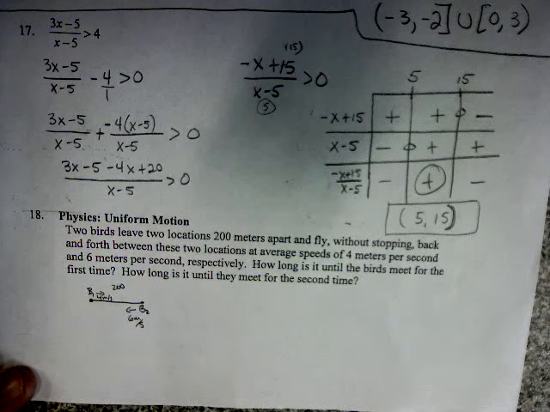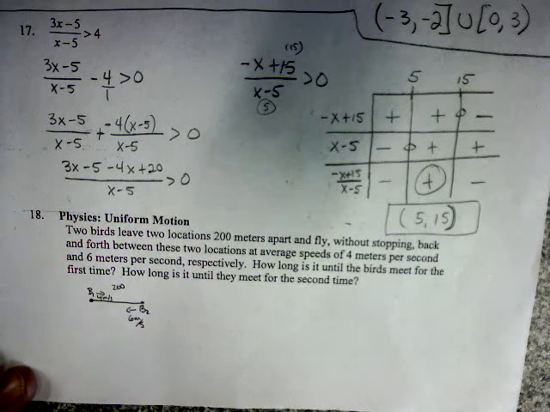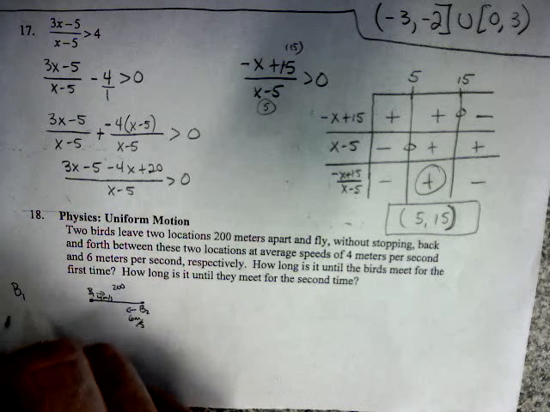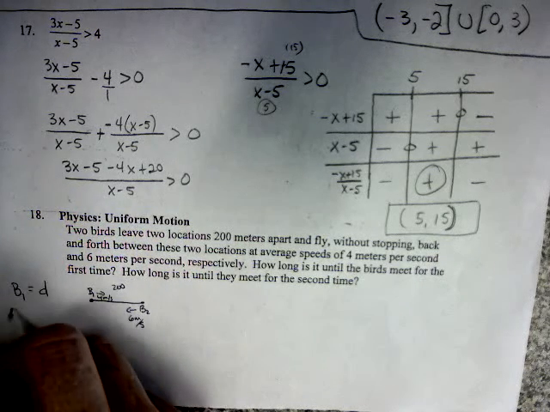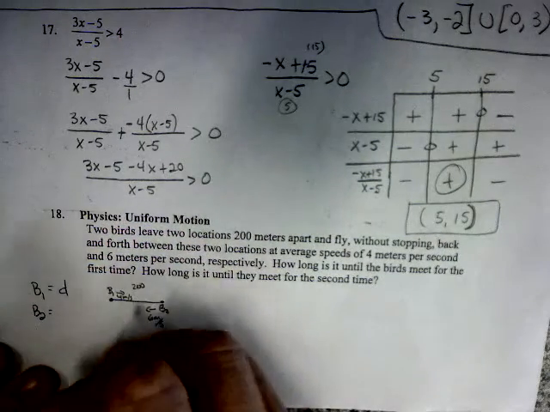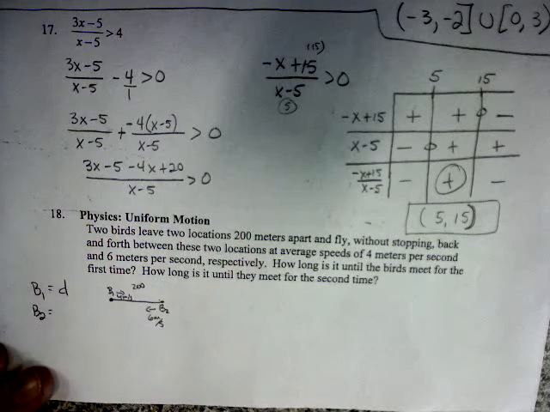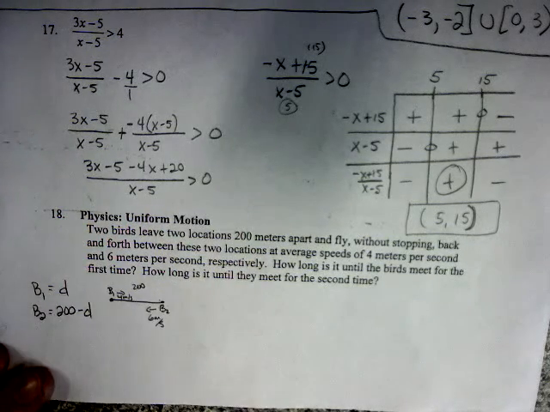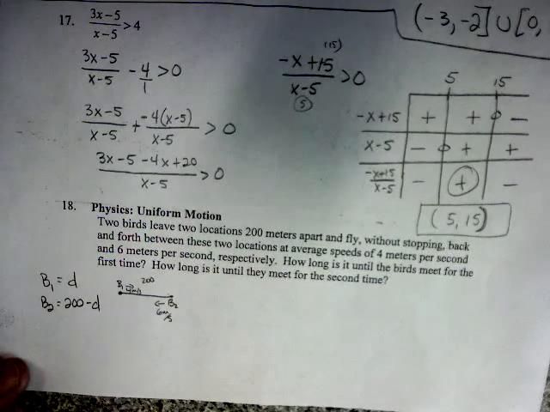How long is it until the birds meet for the first time? How long is it until they meet for the second time? So they're flying the same amount of time when they meet. We just have to find out how far they're flying. So if we let bird 1's distance be D, bird 2's distance is going to be the whole distance minus whatever bird 1 flew. So 200 minus D. So those are the distances.